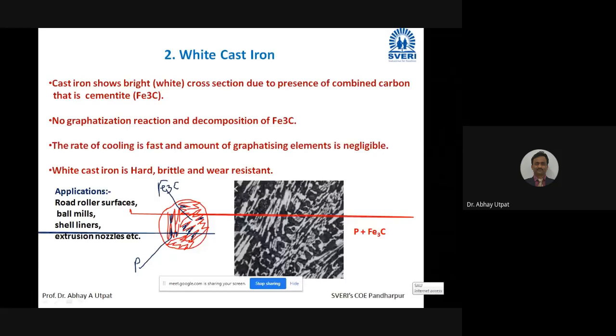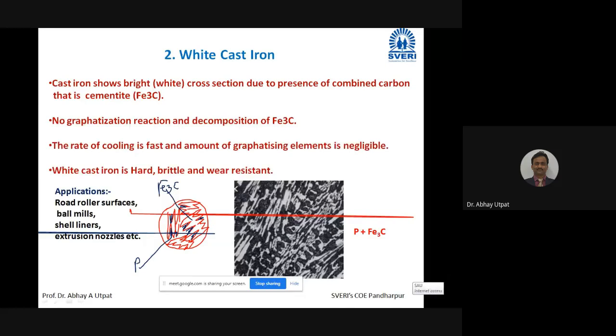Here, I will explain once again the grey cast iron part. Grey cast iron consists of ferrite plus carbon. So carbon is free. Here, pearlite plus cementite. There is no Fe3C in grey cast iron. All these things are theoretical. The industrial word for it is combined carbon.